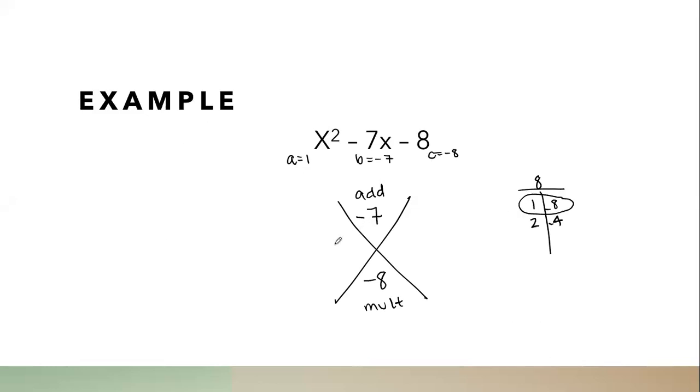1 and -8. So +1 and -8. So my two factors are x plus 1, x minus 8. We good? Okay, moving on.